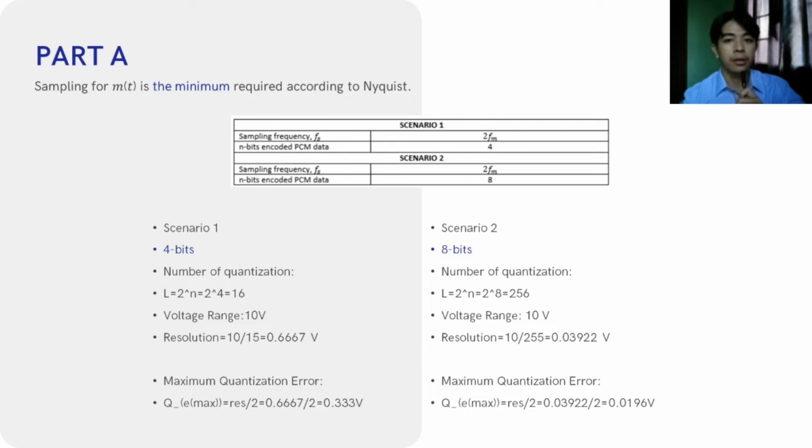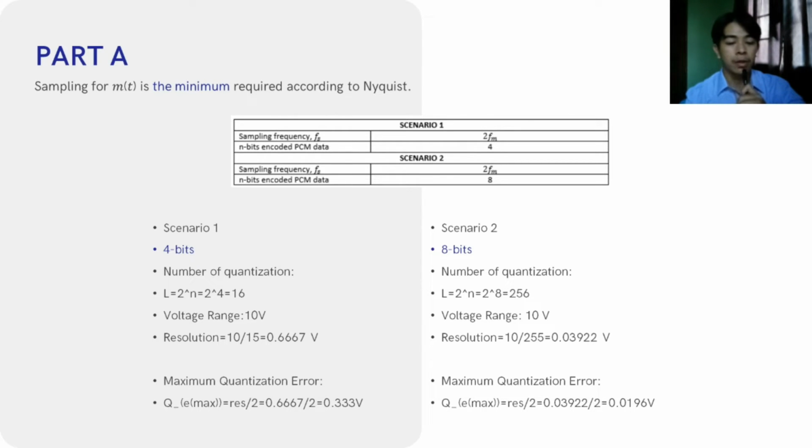So basically there are two scenarios, where the sampling frequency is the same for both scenarios, and the only difference is the number of bits encoded in the PCM data. For scenario 1, we have 4 bits, and the number of quantization levels calculated is 16, and then the resolution is 0.667 volt, and for the maximum quantization error we got 0.333 volt.